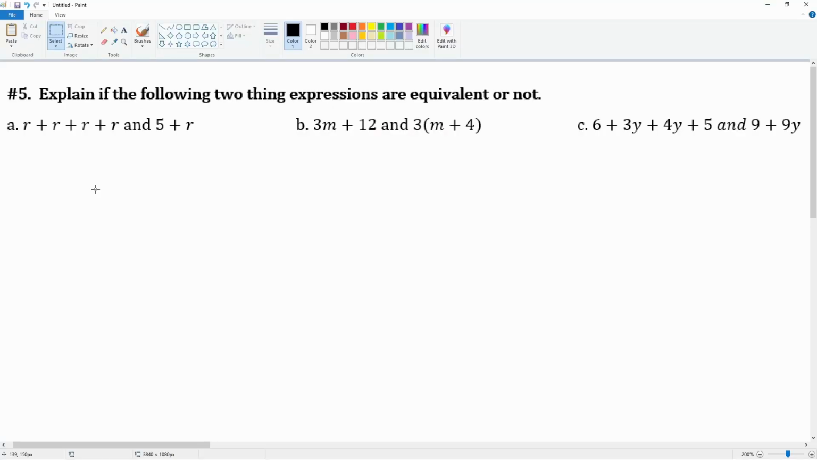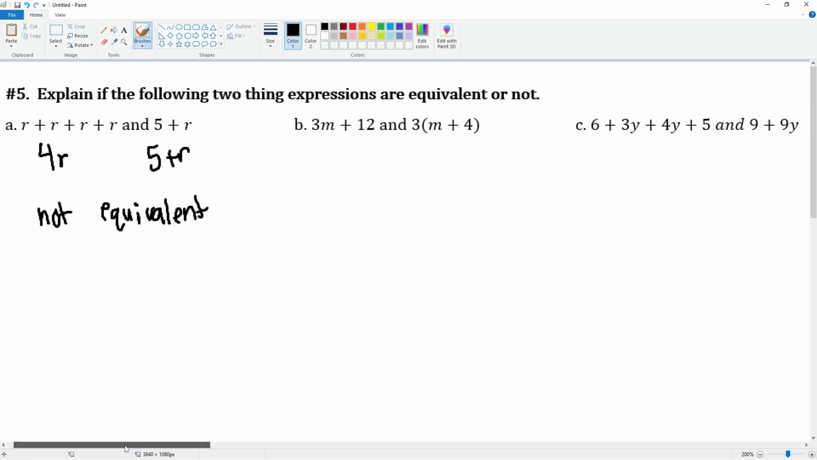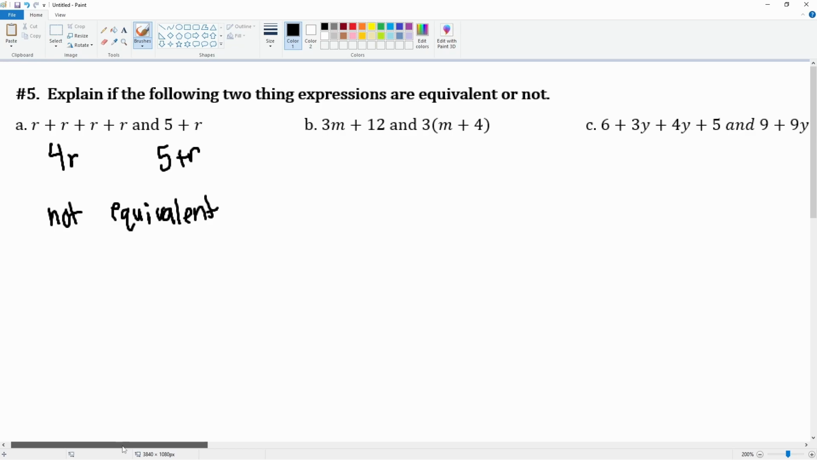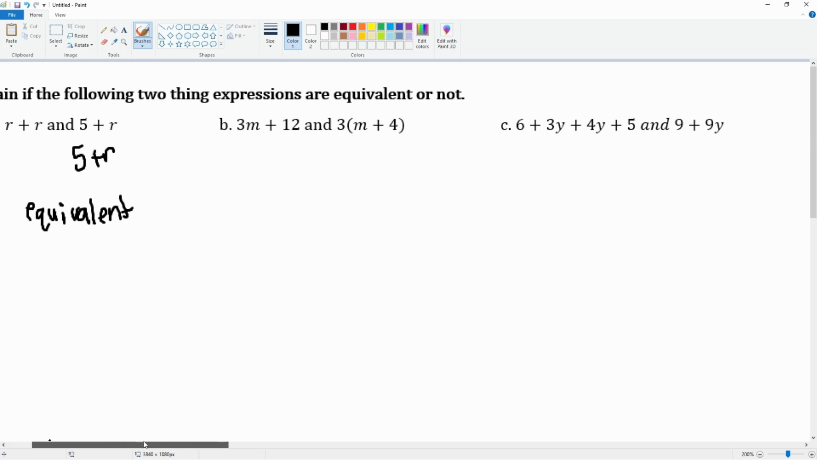Number 5, explain whether these two expressions are equivalent or not. We have r plus r plus r plus r. Well, those are 4 r's. And here we have 5 plus r. Okay, we would say these are not equivalent, because here you have 4r and this is 5 plus r. Those aren't even close to representing the same values.